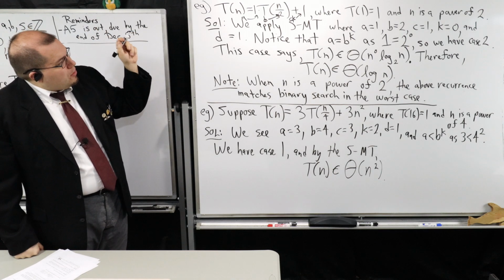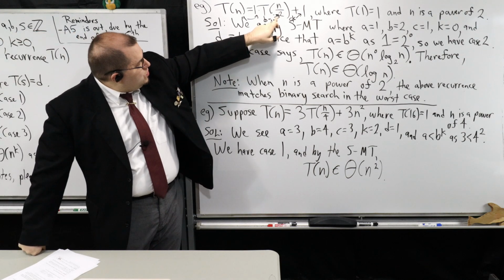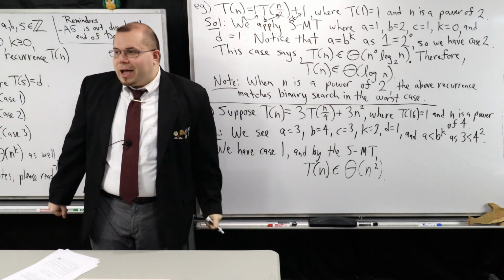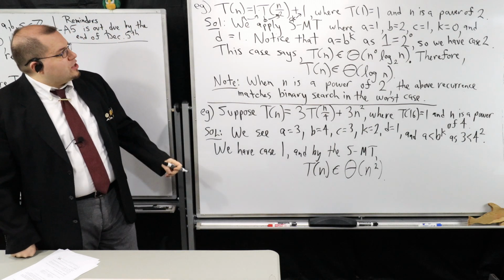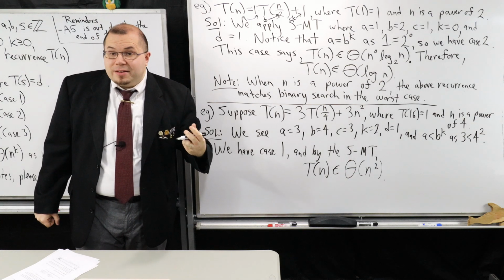Remember, n is a power of 2. Notice that the B here, 2, matches what I have over there. So the B is in fact 2. Notice that T of 1 is indeed, so 1 is a power of 2.